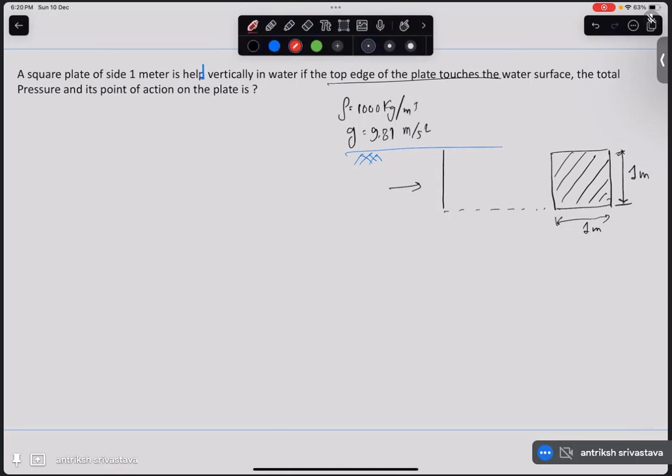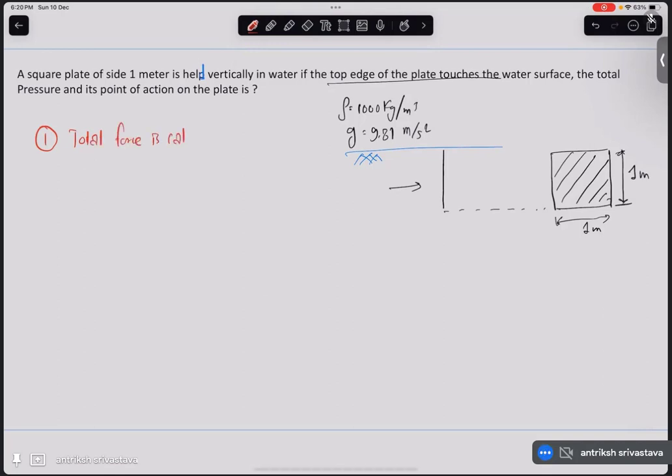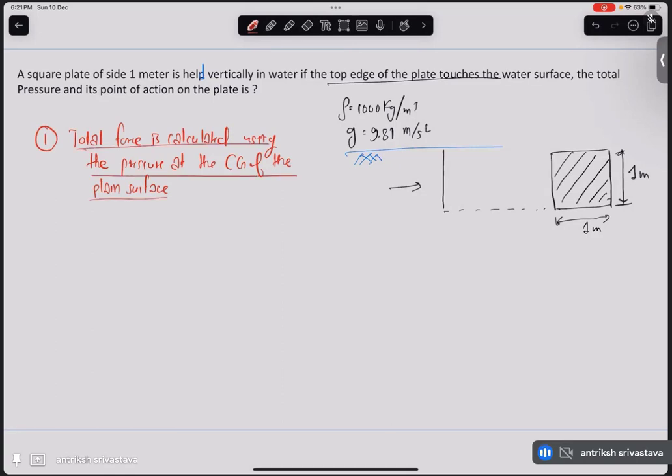Couple of points. Point number one, total force is calculated using the pressure at the CG of the plane surface. So if this is a particular plane surface, and on that this force is acting, then you have to look at this plane area. What is the configuration of the area, whether it is a circle, a semicircle, or a triangle, and then you have to identify the CG of this particular surface from the top of the fluid.